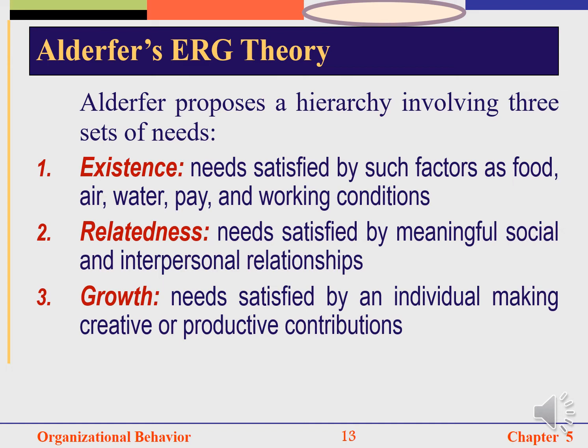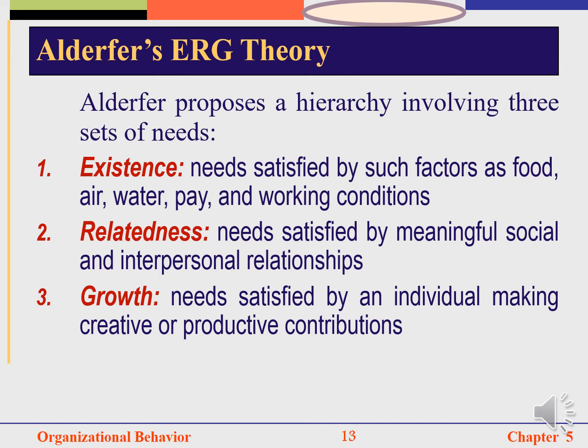The first need, according to Alderfer, is the need for existence. Needs satisfied by such factors as food, air, water, pay, and working conditions. Is it new? No. This is mainly the first 2 levels in Maslow's theory, the physiological needs and safety and security. So what Alderfer did is he combined the first 2 levels in Maslow's theory in one group. He called it existence. It is a combination of the physiological needs and the safety and security needs.